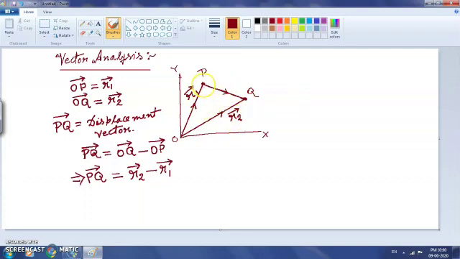And ultimately the point P has been displaced, and the time taken for the displacement is t seconds. The initial position is P and the final position is Q. So the displacement is PQ. PQ is the displacement vector, and it can be measured this way: PQ is equal to R2 minus R1. Now we are going for the second operation.